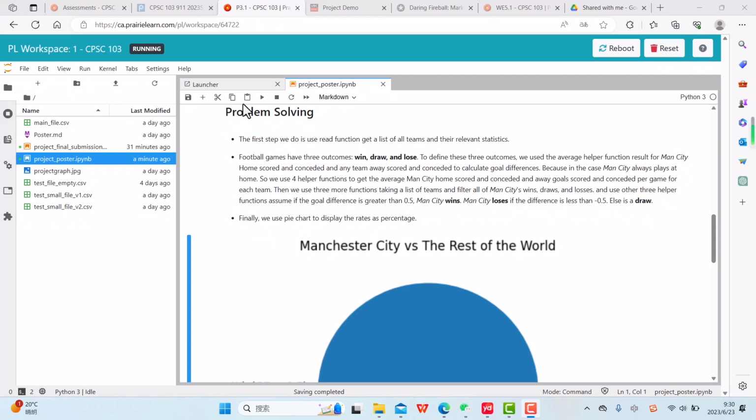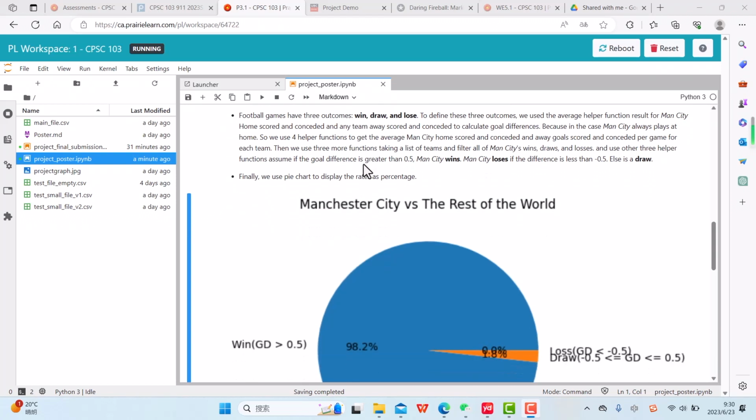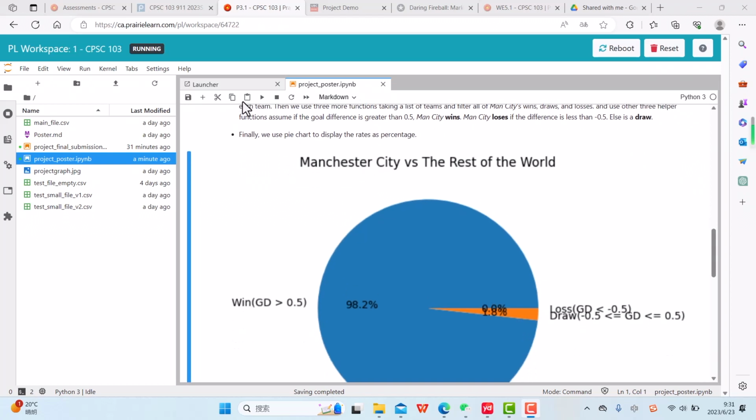Then we use 3 more functions, taking a list of teams and filtering all of Man City's wins, draws, and losses, and use 3 other helper functions. Assume if the goal difference is larger than 0.5, Man City will win, and Man City will lose if the difference is less than minus 0.5, else it's a draw. Finally, we use the pie chart to display the rate as a percentage.